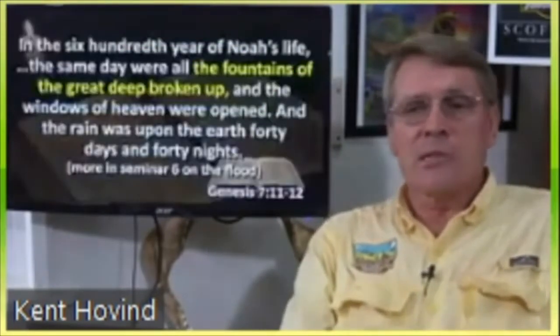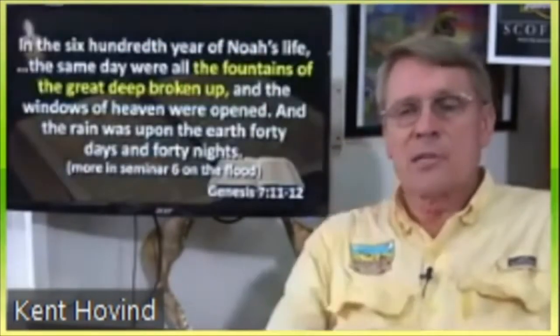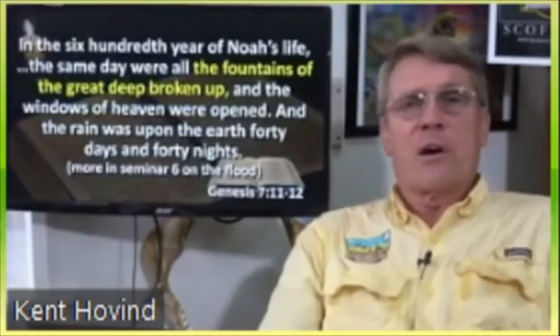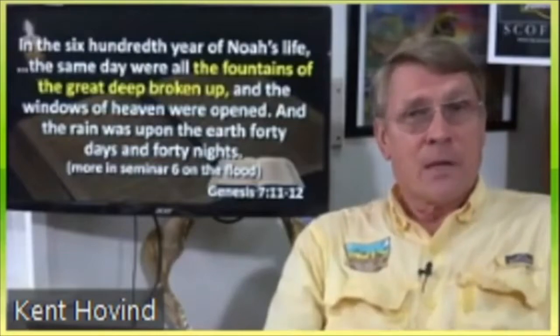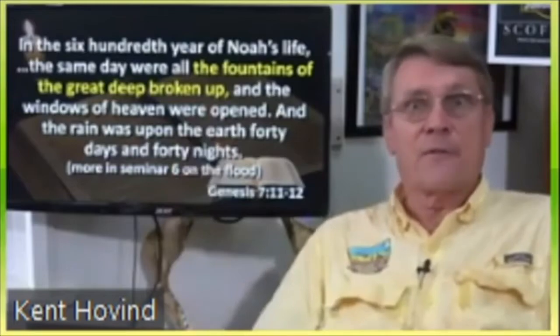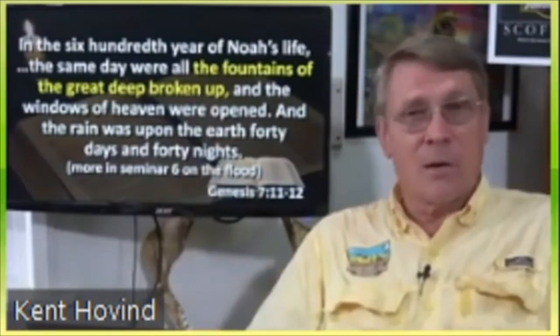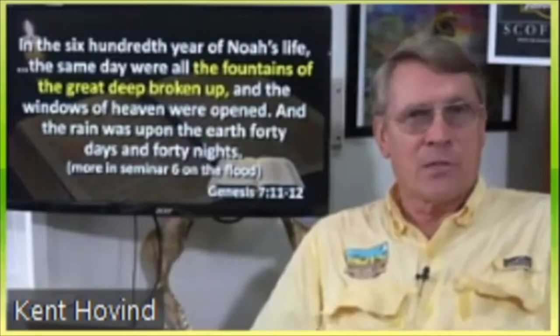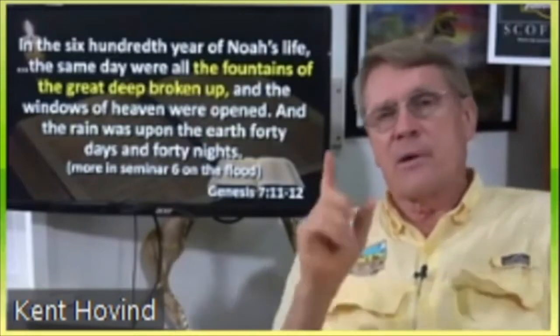The Bible says, in the 600th year of Noah's life, the same day were the fountains of the great deep broken up. Most of the flood water actually came from inside. It only rained for 40 days, but the water kept coming up for 150 days. So it's not all coming from rain. It's not possible to rain enough to cover all the mountains. I understand that. I don't think the mountains were there.